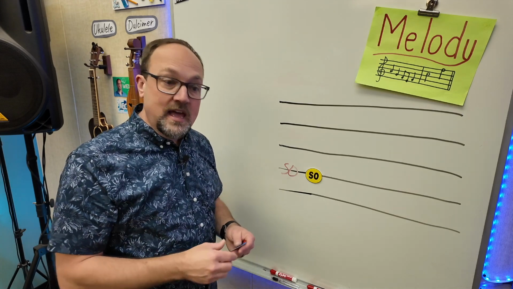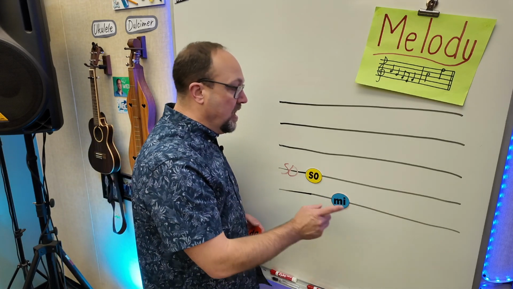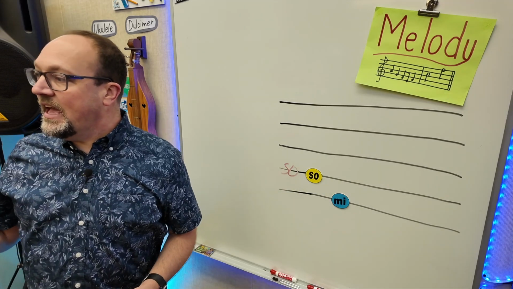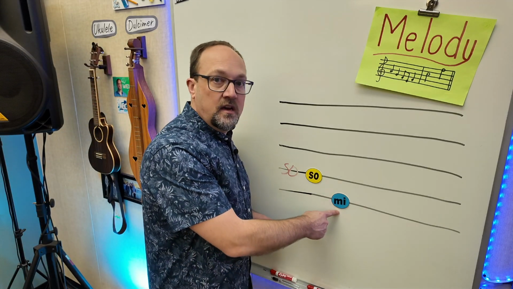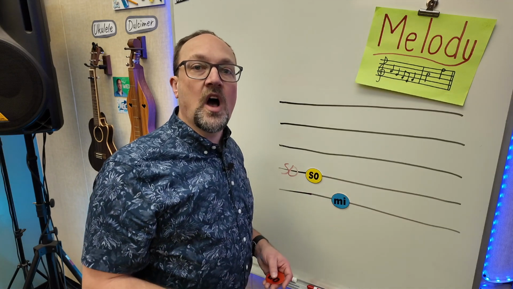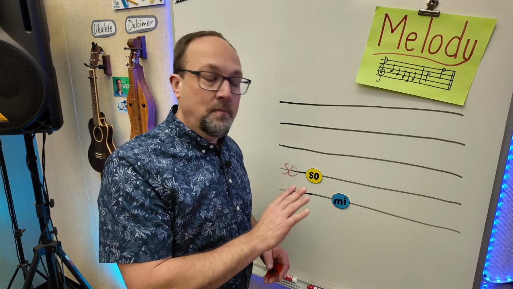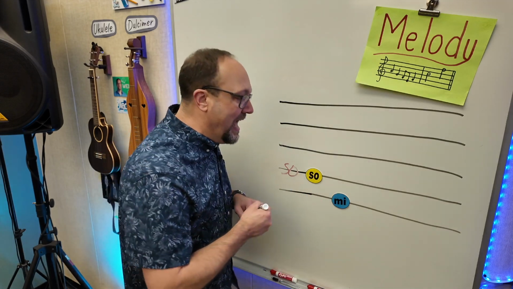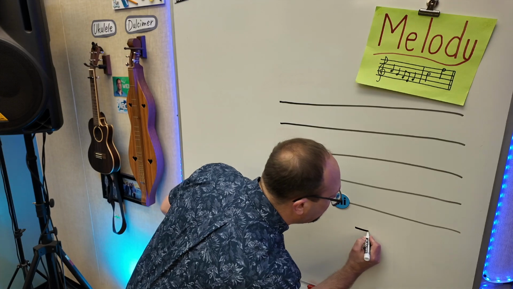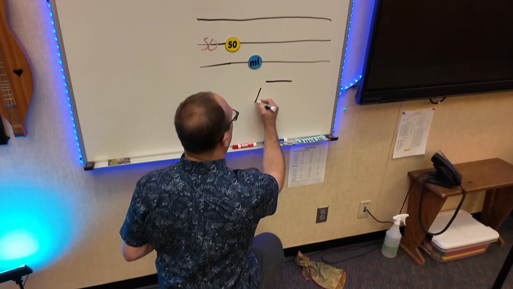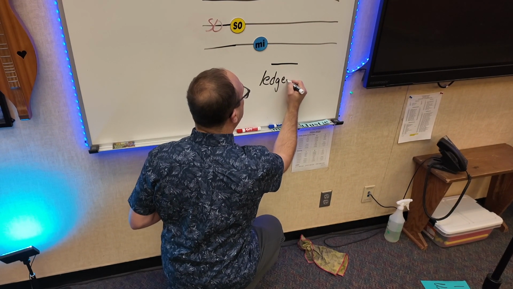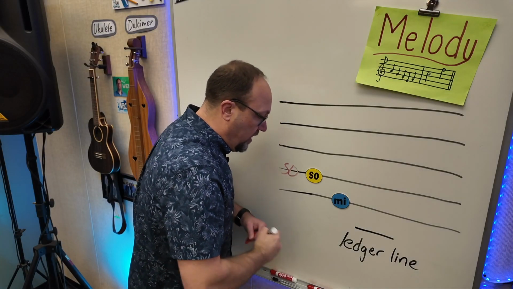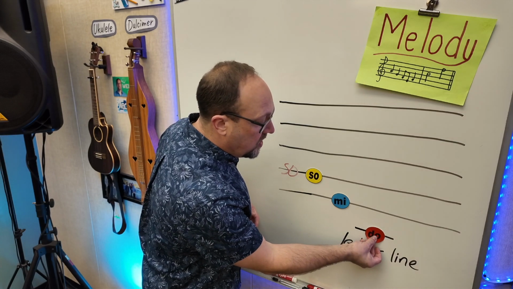So, mi, that's a skip. So, mi, do, that's a skip. If mi is on a line, do is on the line below it because that's a skip. But there's no line. So you know what we do? We add an extra line just for that note. And it is called a ledger line. A ledger line. So, mi, do.